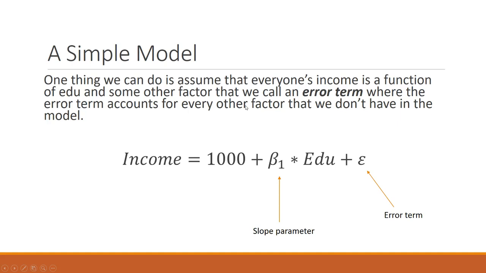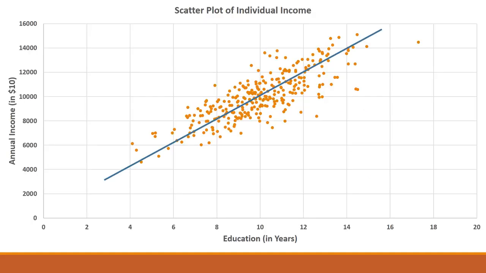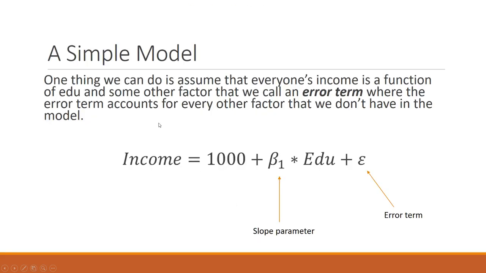So that means there's some difference between an individual's income and their education level. Education can't fully explain it. So one thing we do is assume that everyone's income is a function of education and some other factor that we call an error term, where the error term accounts for every other factor that we don't have in the model. So now we're expanding our model a little bit. Yes, income is a function of education, but it also has some error term.